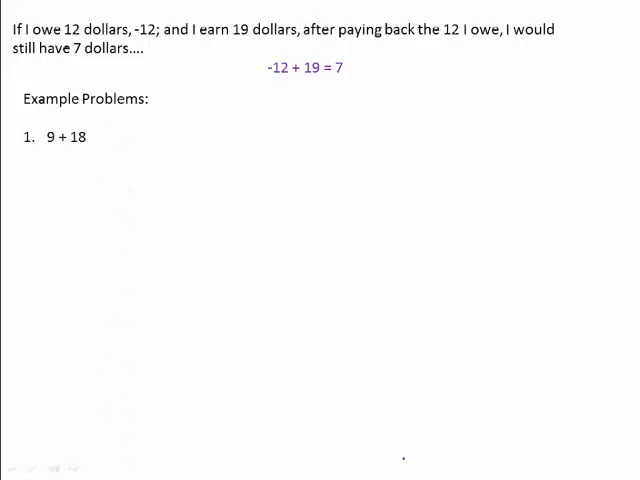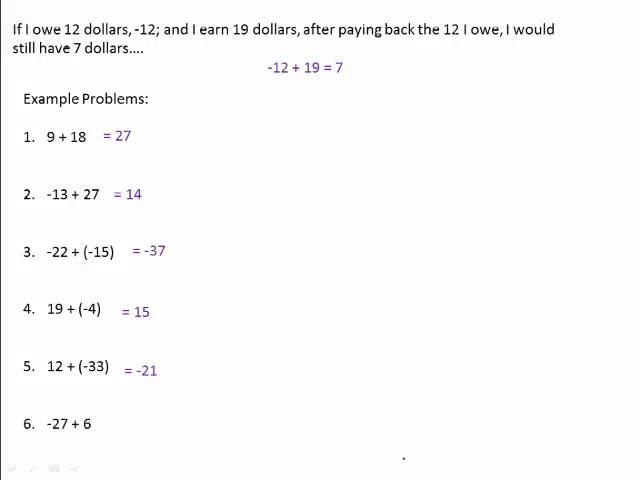Okay, here are some example problems. 2 positives, add them together, gives me a positive answer. A negative and a positive, I subtract. The 27 is larger, which is positive, so I get a positive answer. 2 negatives, they're the same. I add them together and I get a negative answer. A positive and a negative, the positive is larger, so I subtract and I get a positive answer. Here's a positive and a negative, the negative is larger. When I subtract, I will get a negative answer. And finally, negative 27 plus 6, negative 27 is larger, so I get a negative answer, 21.